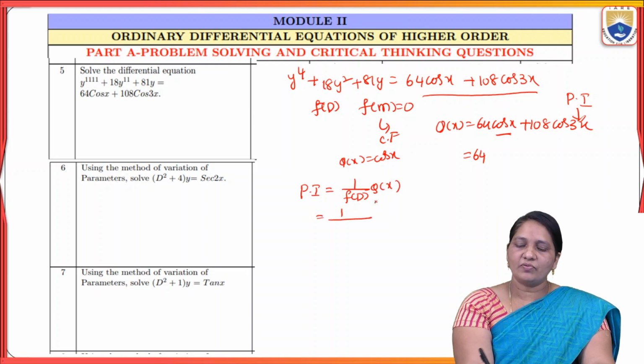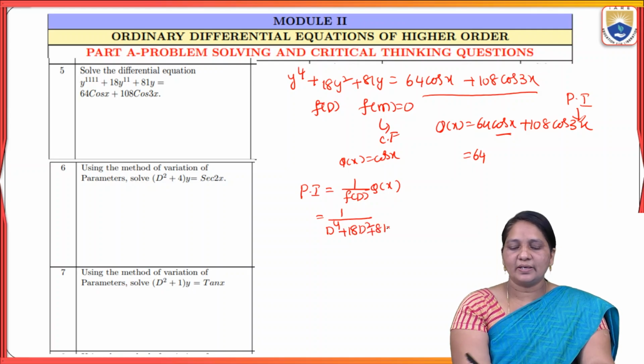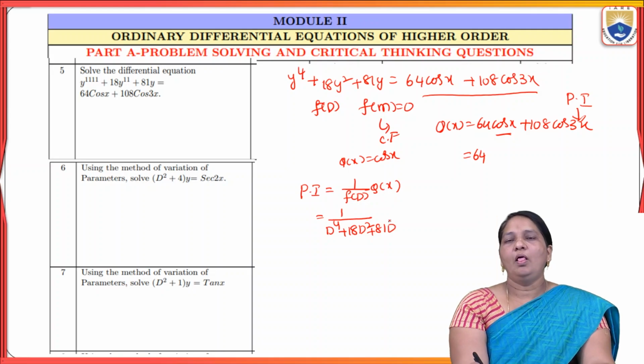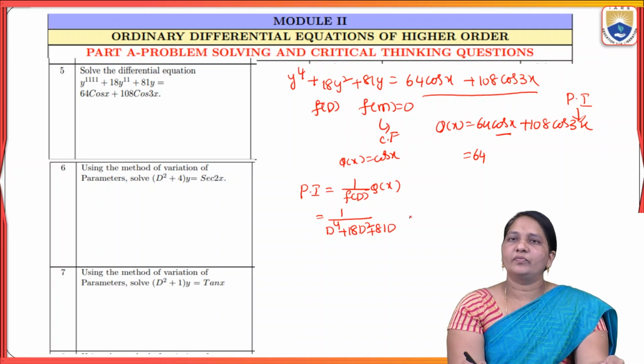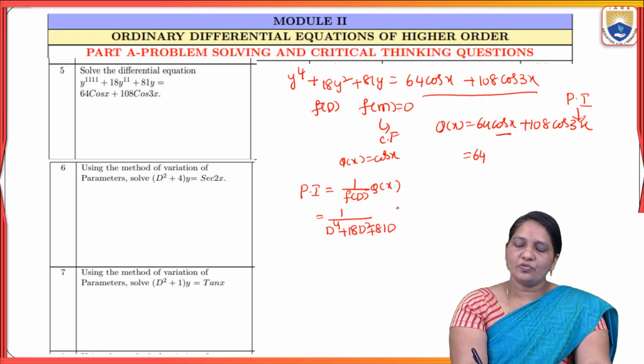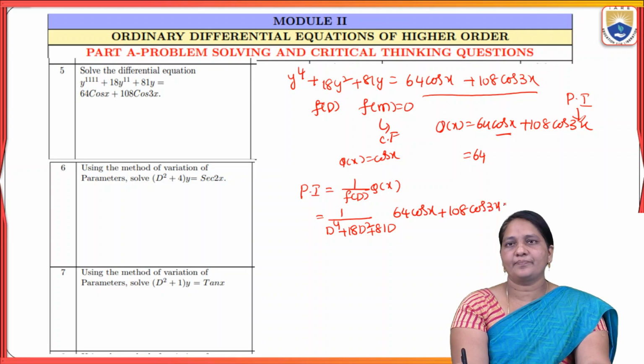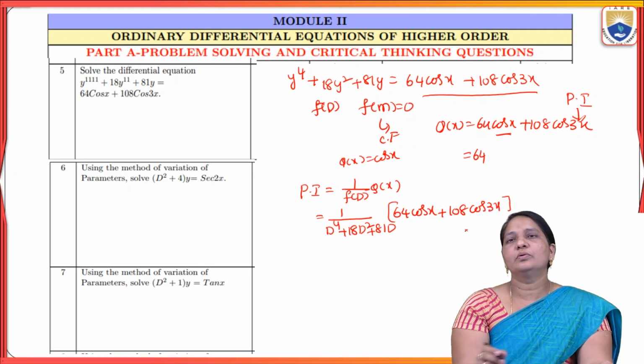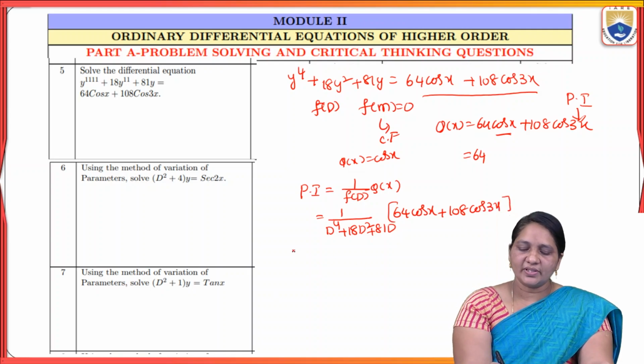So 1 by f of D value is D power 4 plus 18 into D square plus 81 into D. So this is our f of D. So here, what is the Q of x value? 64 into cos x plus 108 into cos 3x. So now we have to simplify this equation.